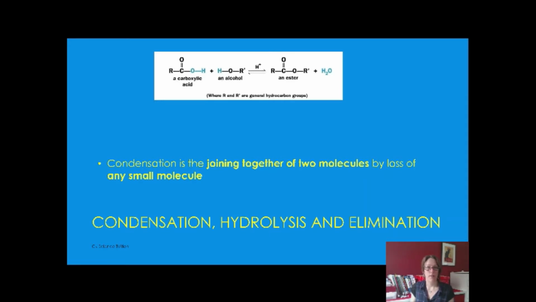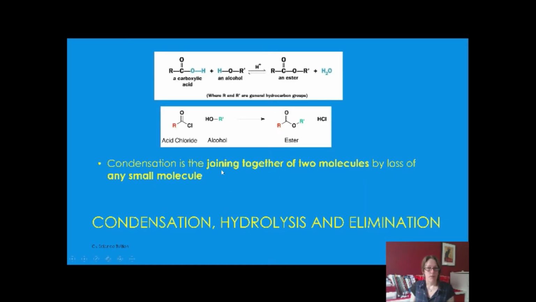For example, if the carboxylic acid had a chlorine there instead of an OH, so if it was an acyl chloride, it would make HCl. There's our example. So you can see that we don't need to be losing water, it can be HCl instead. But the point is that we're joining two molecules together. That is the key aspect of condensation, and we're doing it by losing a smaller molecule.